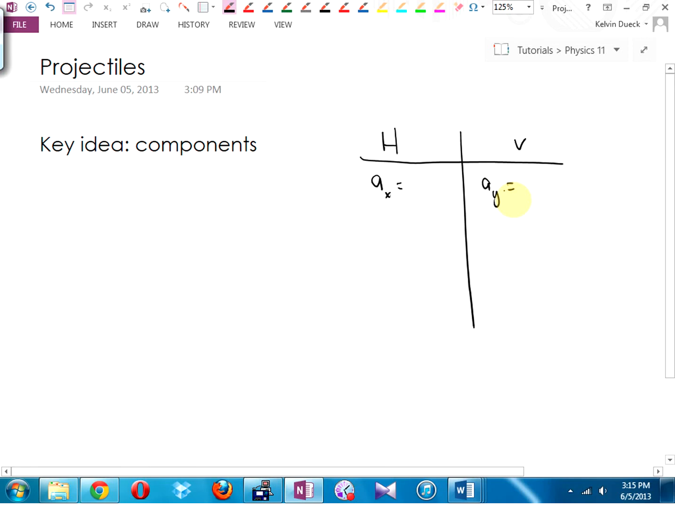What's the horizontal acceleration of a projectile? 0. Okay, that you have to have memorized by now. Hopefully you do. What's the vertical acceleration of any projectile on the Earth? Negative 9.8.